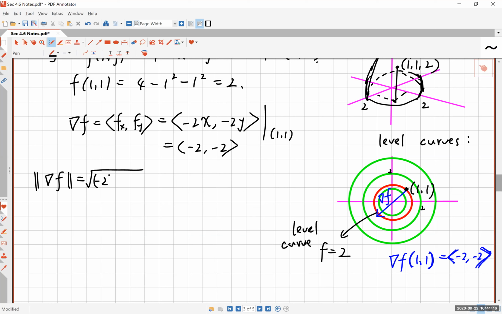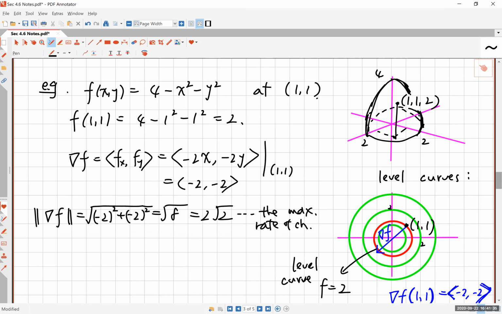And that's negative 2 squared plus negative 2 squared, and that's the square root of 8, which is 2 square root of 2. Guess what? This is the maximum rate of change of this function as you're standing at (1, 1, 2).